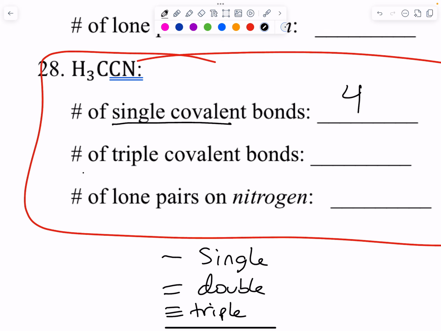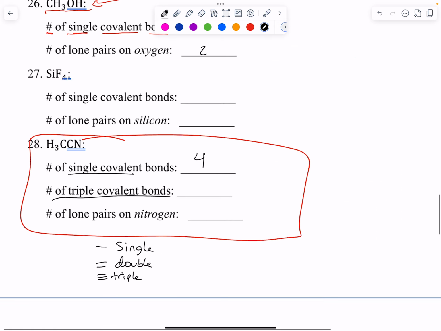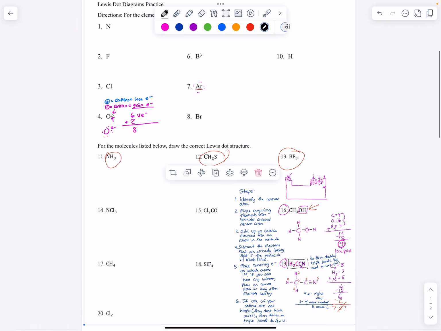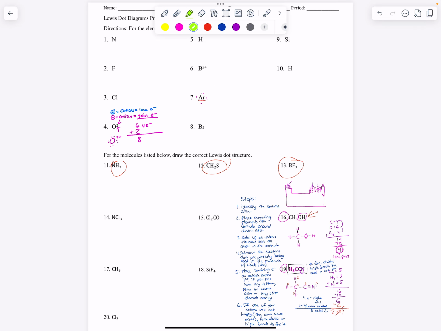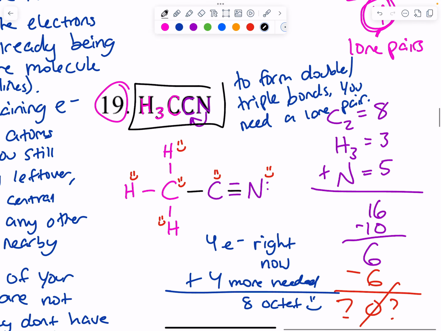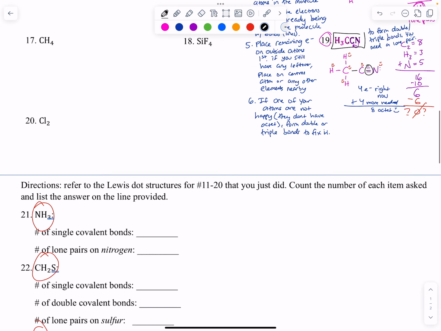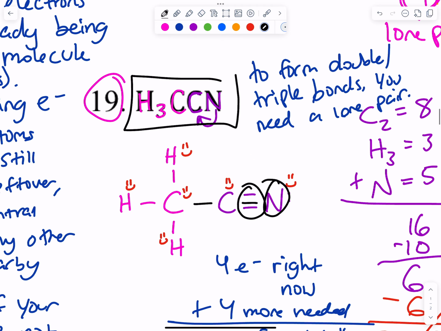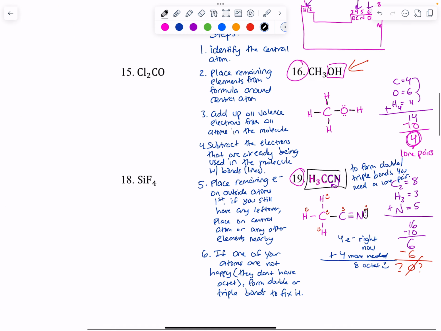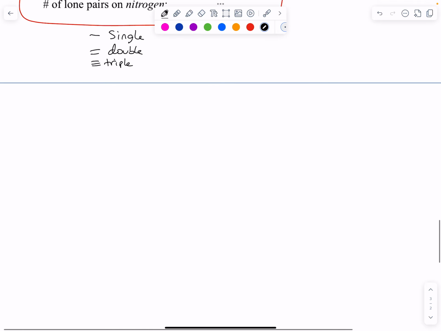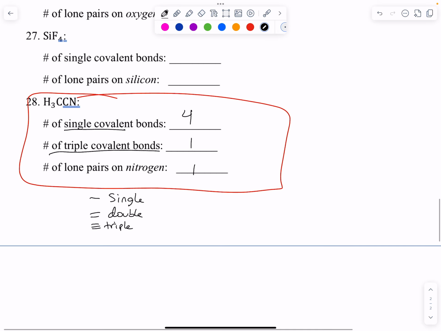This question says, how many triple bonds do we have? Let's go back over here to our problem. I see only 1 triple bond. So I'm going to put 1 over here. Then it says how many lone pairs we have on nitrogen. So go back to the same molecule. Here's nitrogen. How many lone pairs does he have? He has 1 pair. So nitrogen has only 1 pair. Okay, and there are our final answers for those.